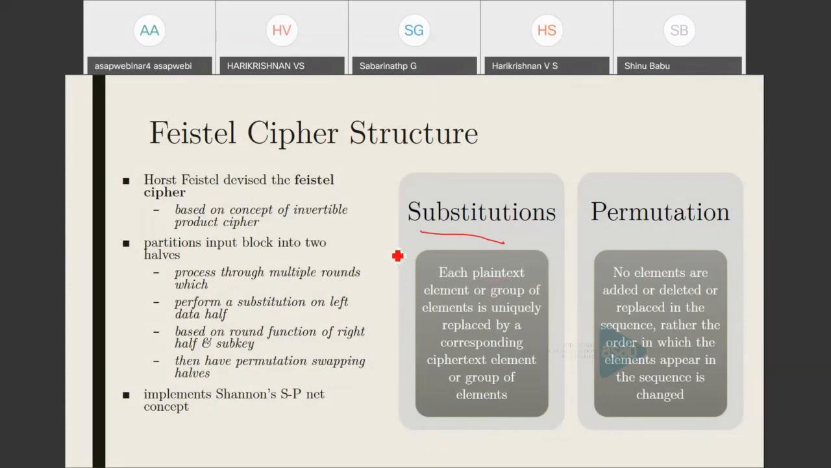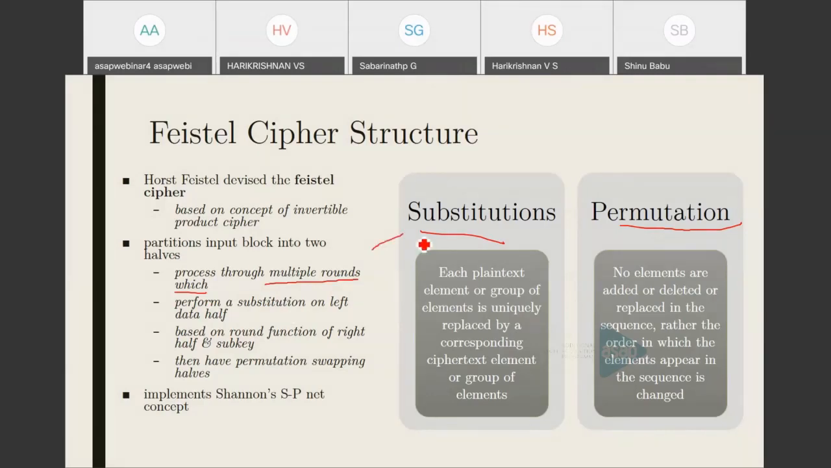Substitution and permutation are the parameters Shannon mentioned. Now, how did Feistel actually implement that into a structure? Feistel gave cryptographers a generalized structure, so anybody can pick up that structure, modify it accordingly and come up with their own encryption algorithm. One of the features he gave is that whatever process you are doing, substitution and permutation, we are doing multiple rounds.